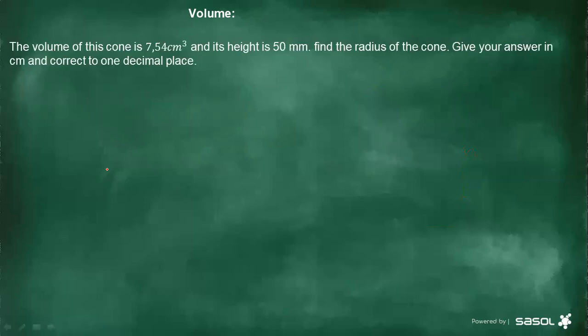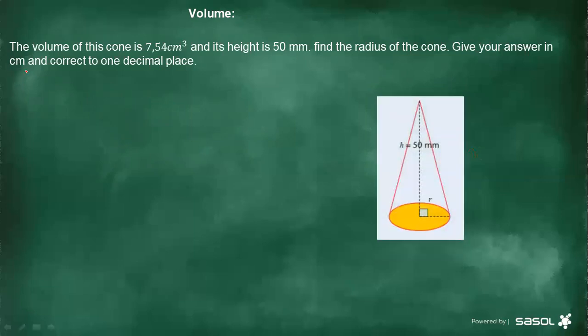Then next one. The volume of this cone is 7.54 cubic centimeter, and its height is 50 millimeter. Find the radius of the cone. Give your answer in centimeter and correct to one decimal place. Now you can see that we have to give our answer in terms of centimeter.